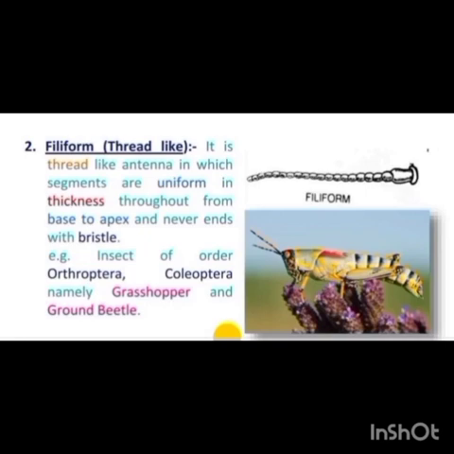2. Filiform, thread-like. It is a thread-like antenna in which segments are uniform in thickness throughout from base to apex and never end with a bristle, e.g. insects of order Orthoptera and Coleoptera, namely grasshopper and ground beetle. Here is the picture of filiform antenna on the right side.